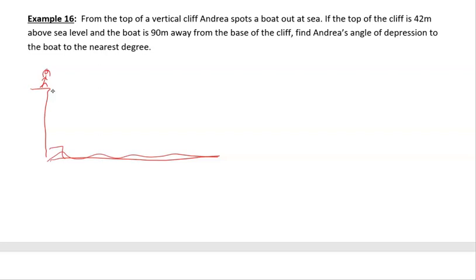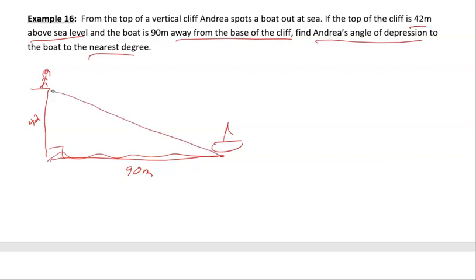The top of the cliff is 42 meters above sea level. So we know that this is 42, and the boat is 90 meters away from the base of the cliff. And so find Andrea's angle of depression to the nearest degree. So we know this is there, but we don't know what it is. So now what we need to find is the angle of depression.